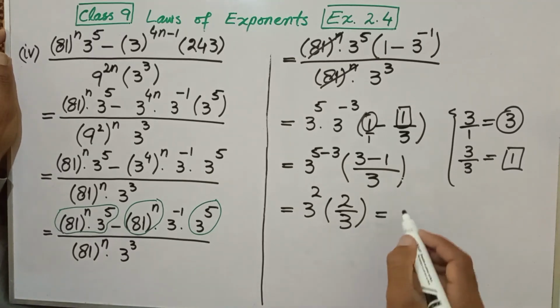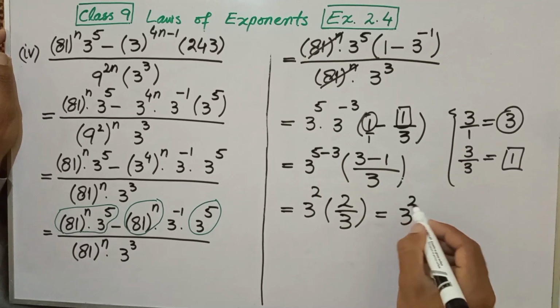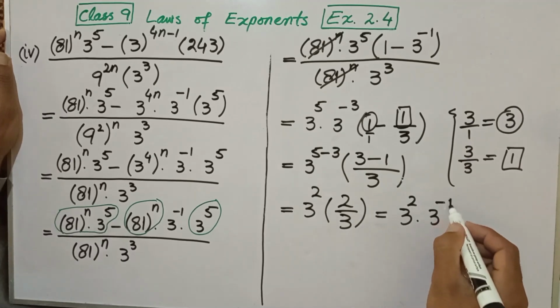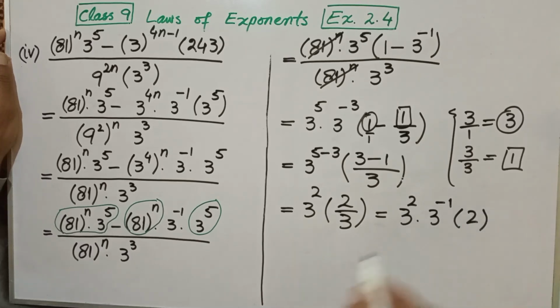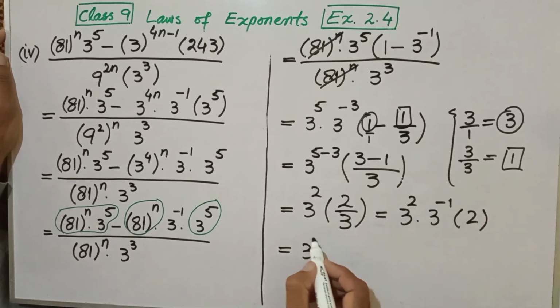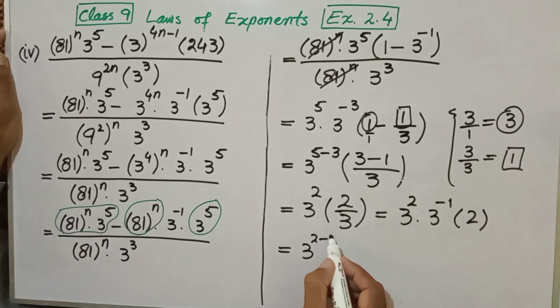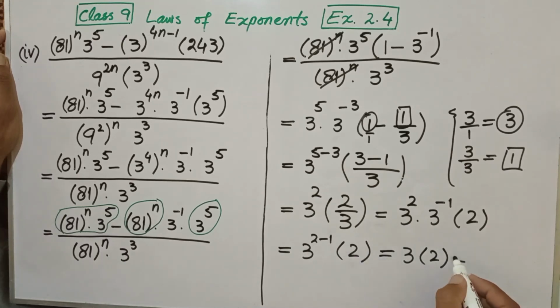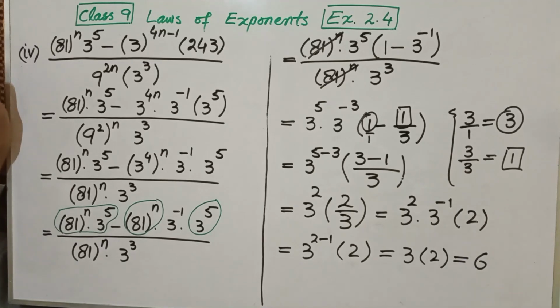Again, further simplifying, 3 square, this is 3 power 1, so it becomes 3 power minus 1 into 2. We have 3. Again, bases are the same, so the powers are added. 2 plus minus 1 into 2. This is 3 power 1 into 2, which is equal to 6.